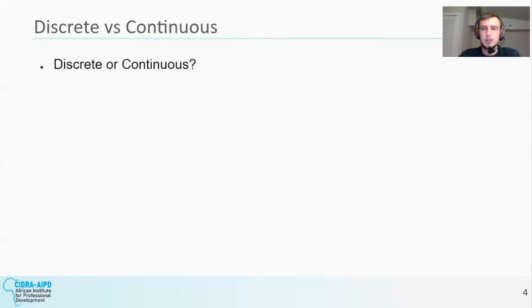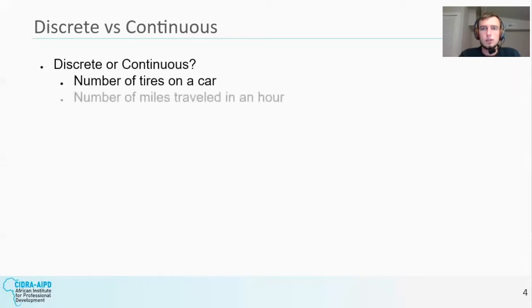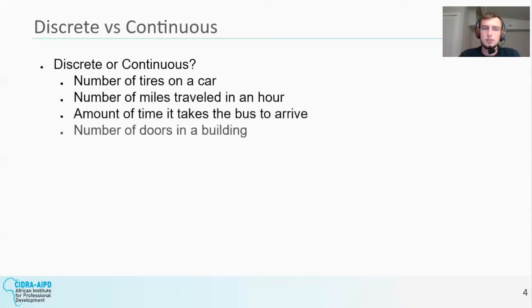So discrete versus continuous. Let's go ahead and go through some examples. What I'm going to do is show you all the examples and then give you some time to go through them. If you want to pause the video, I'll then go over whether they're discrete or continuous or not.